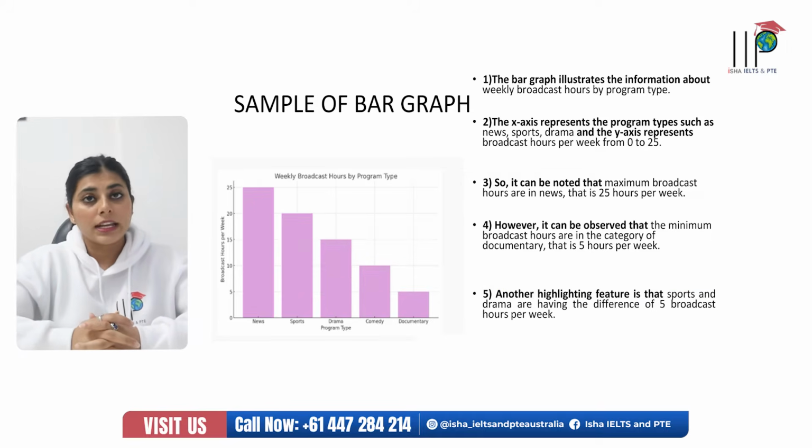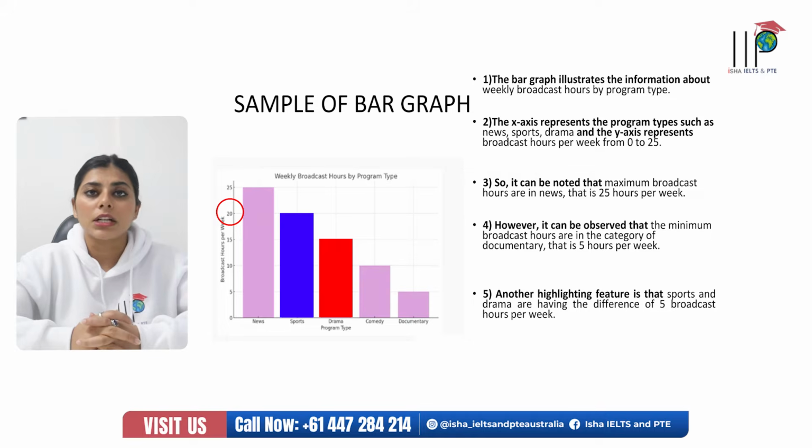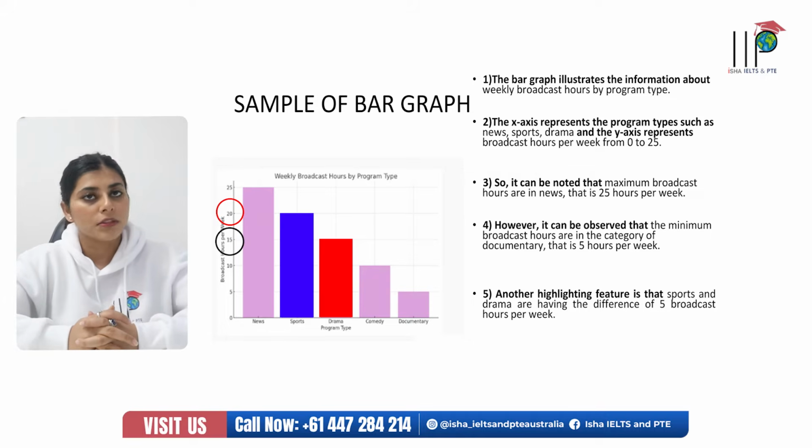Or if you don't want to say it like that, you can say that sports has broadcast hours of around 20 hours per week, whereas drama has broadcast hours of 15 hours per week. That will also be correct.